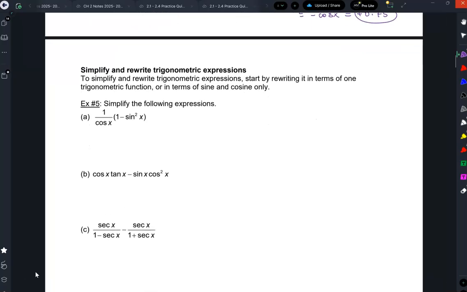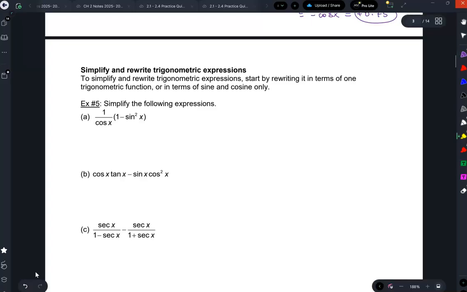Simplify and rewriting trigonometric expressions. So you're going to be told to simplify trig expressions. And of course, it's always like, okay, how simplified is simplified, right? Well, basically you want to put it in a state where it's no longer possible to do any further operations to it.